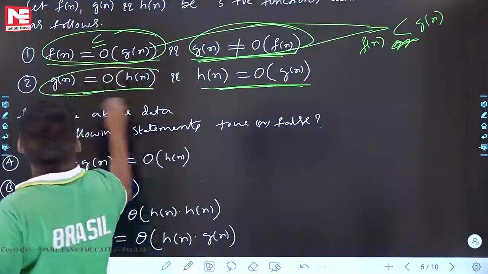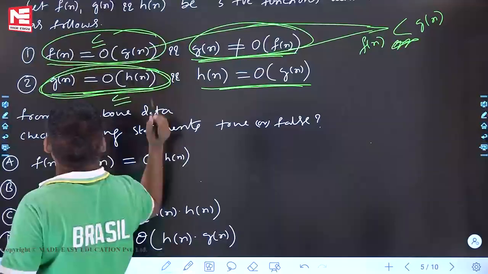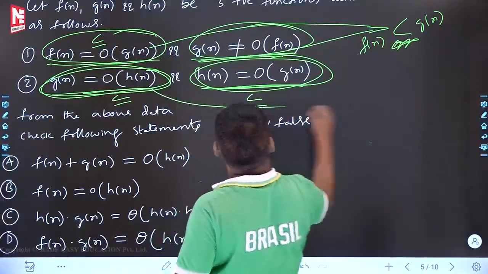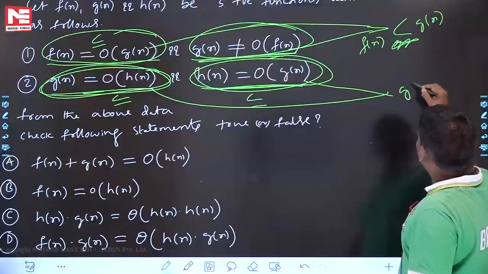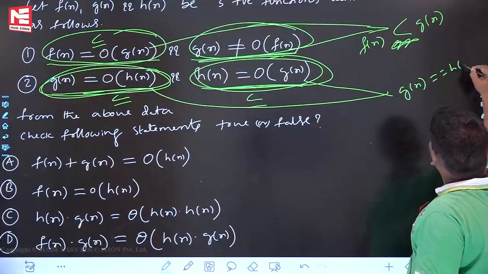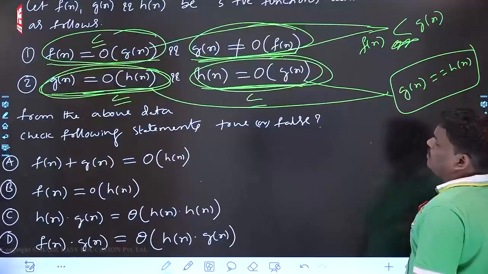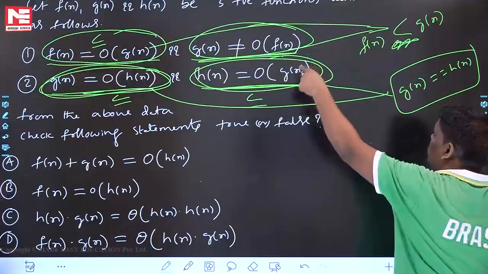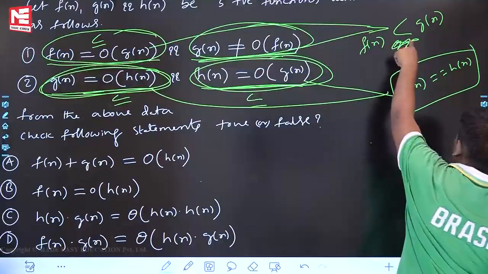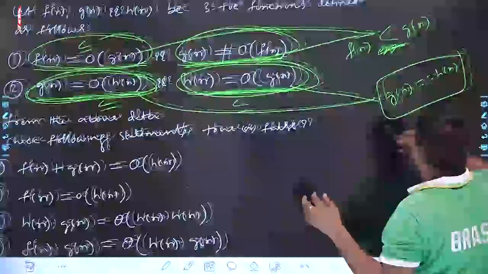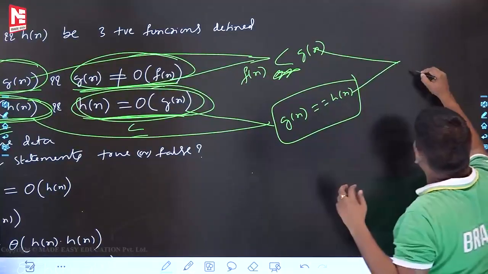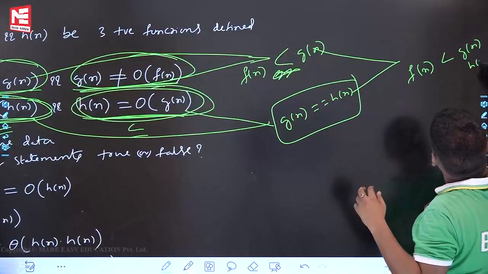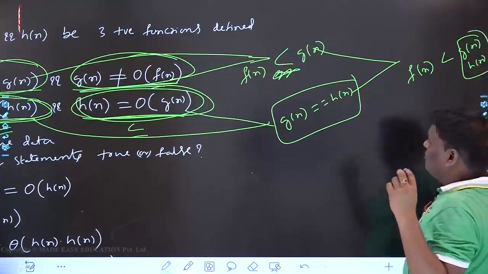G of n is big O of h of n. What is the meaning? H of n will be bigger or equal. The reverse is also possible. See this one. What is the conclusion from these two? G of n is equal to h of n. Reverse possible means equal. Reverse not possible means equal is not possible, so less than. Now here the reverse is also possible, so equal. Can you say what the final conclusion is? F of n is less than g of n and h of n, which are both equal. Right, fine. This is the conclusion.